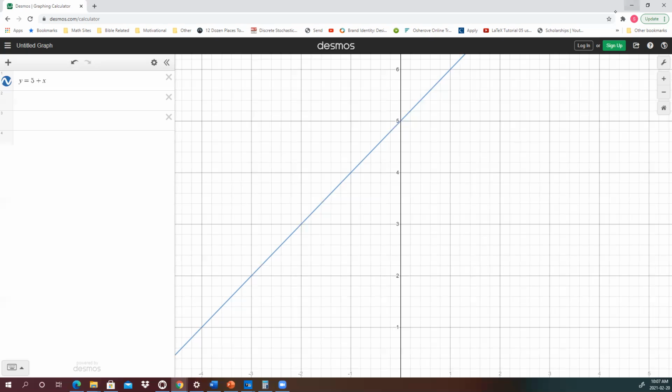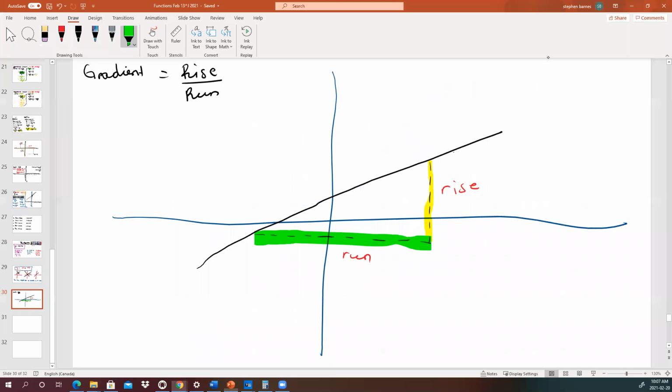So I'm just showing you the different way. You can use your ruler, or the graph paper is the ruler that measures for you. But the basic principle is rise over run.